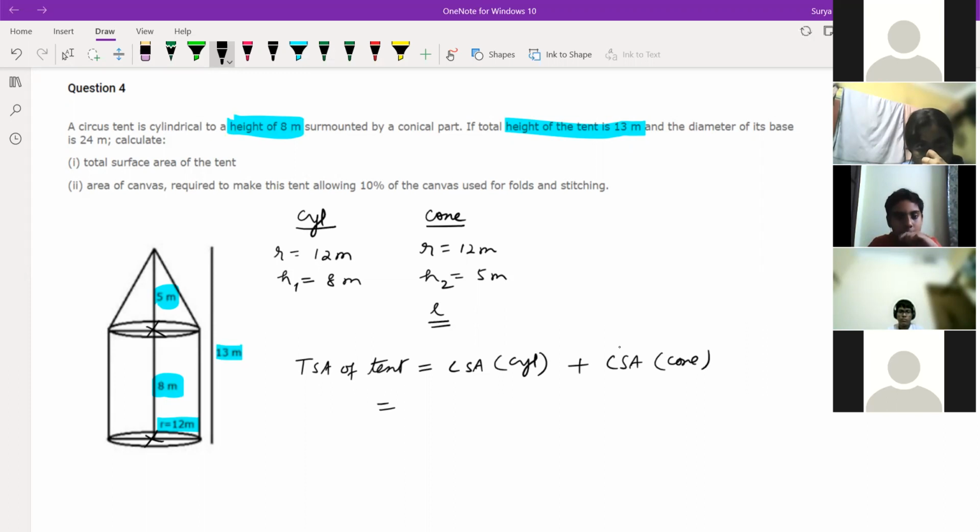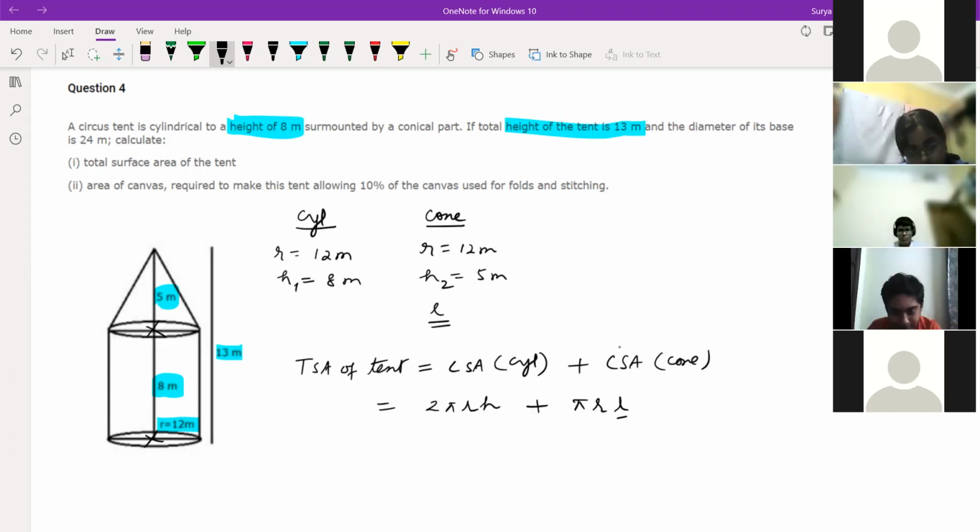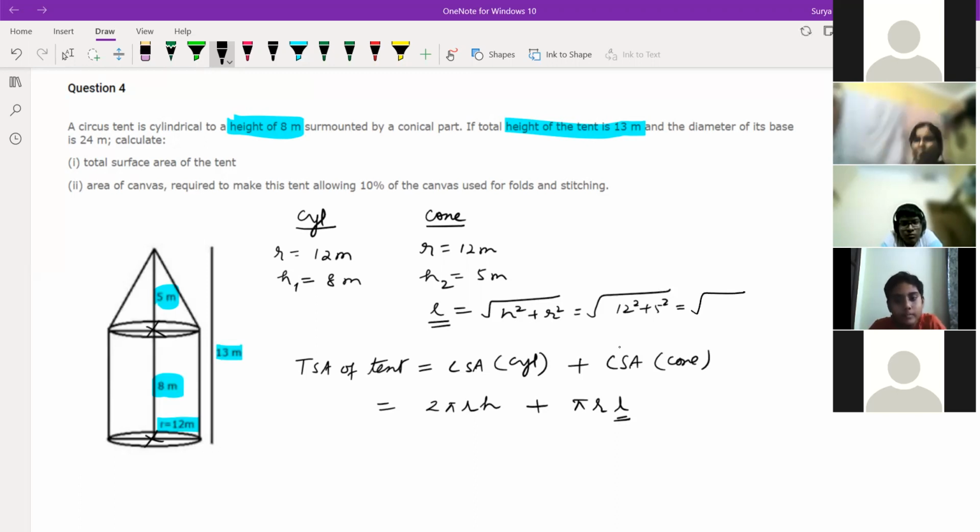So now CSA of cylinder is 2 pi R H plus CSA of cone is pi R L. See, L is required here, so you have to find L over here. L is root over H square plus R square. So root over 12 square plus 5 square. So 144 plus 25, 169. So the answer is 13 meters. Clear?